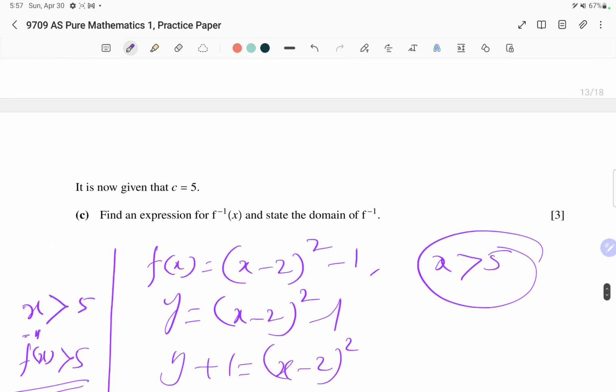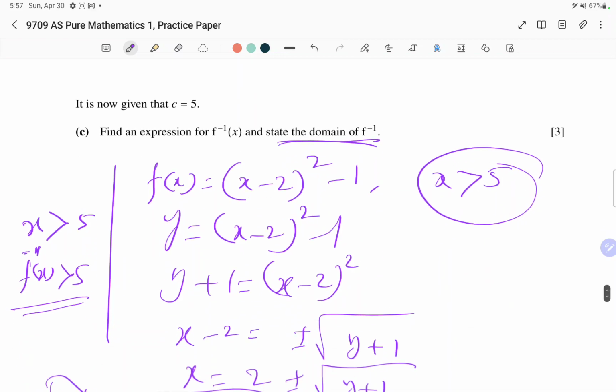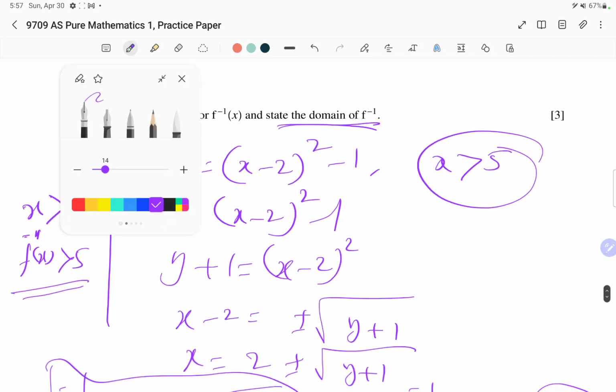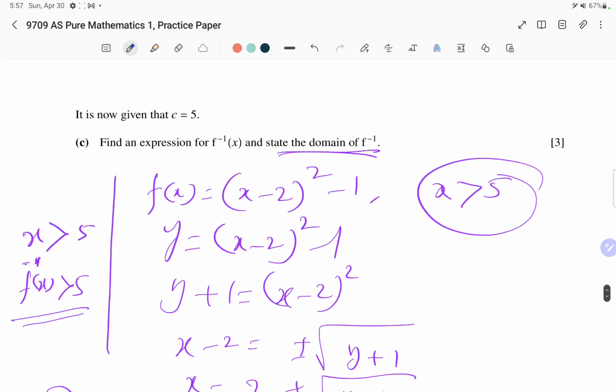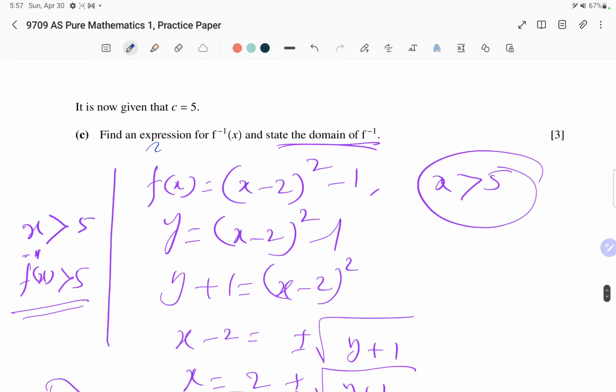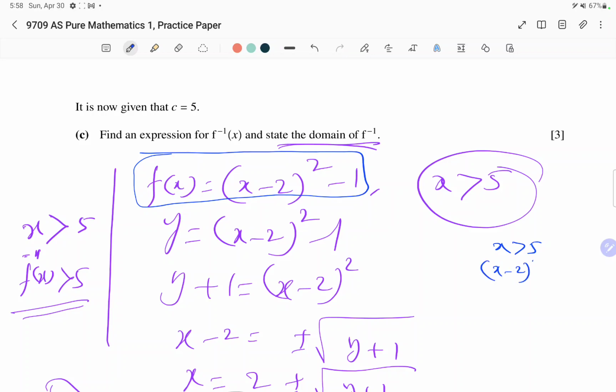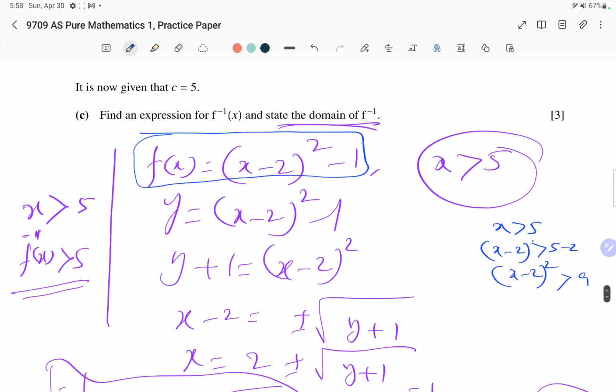Okay, now state the domain of f inverse. It means we have to find the range of f. So this is my f. When x is greater than 5, then can we write x minus 2? So 5 minus 2 is 3, so the square is 9. But (x minus 2) whole square minus 1, so 9 minus 1, 8. Now this is f x. f x is greater than 8. When x is greater than 5, then f x is greater than 8.